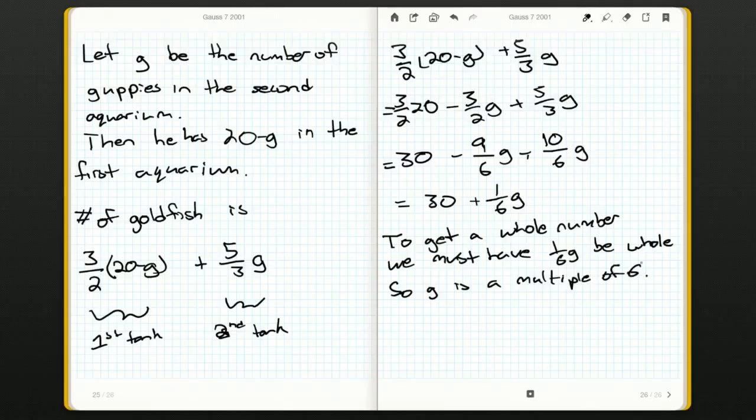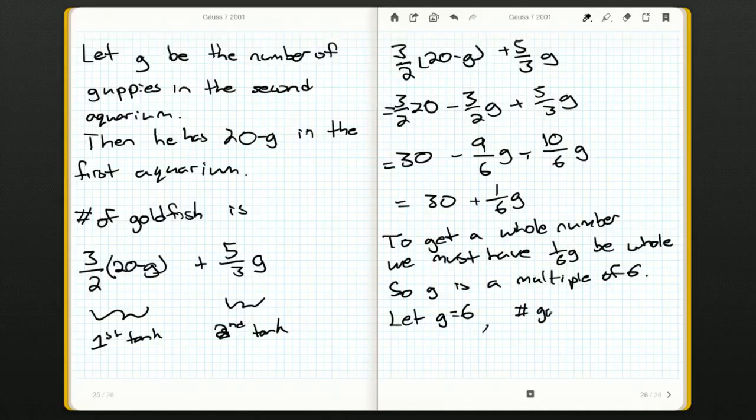So we know g is going to have to be a multiple of 6, otherwise we'll get a sixth or a third of a goldfish lying around. Okay, so let's pick the smallest possible g. Right, there's no reason not to assume that g is 6. We know it has to be a multiple of 6. The lowest multiple of 6 we could be working with would be 6.